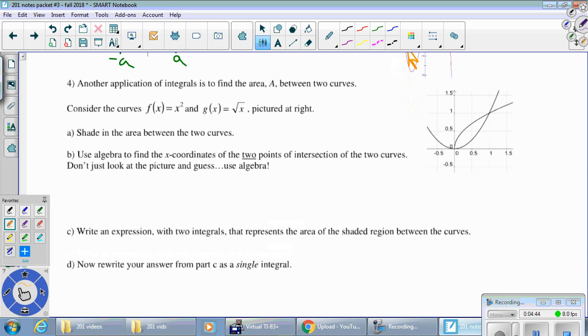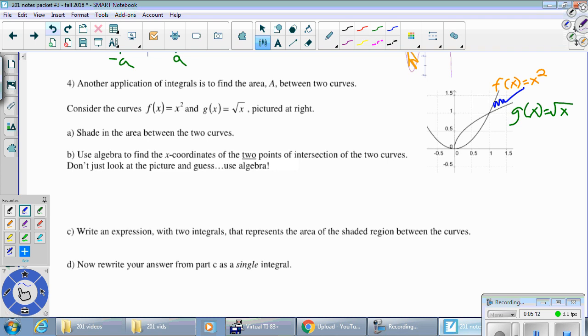Another application of integrals is to find the area between two curves. Consider f of x equals x squared. So that's this one. And g of x equals the square root of x. And we're going to shade in the area between these two curves. And we're looking for an area that is completely closed in. So even though there's area up here that goes unbounded forever, that is not what we're talking about.